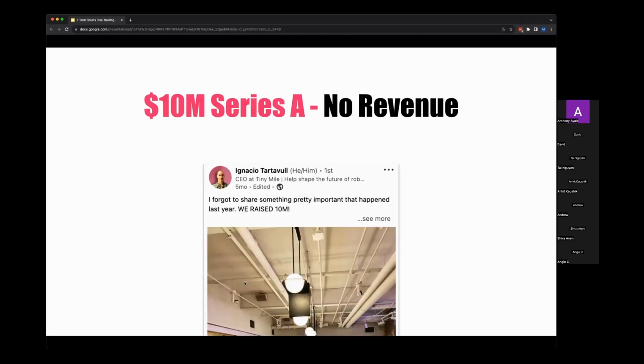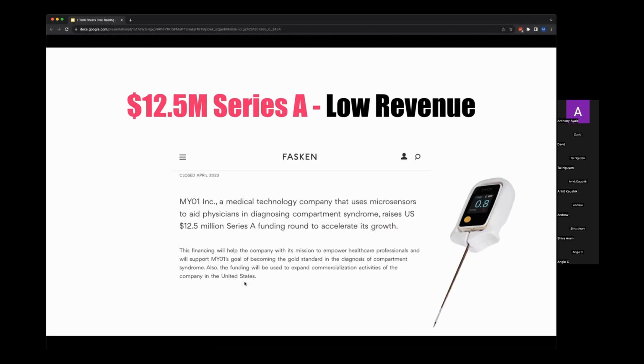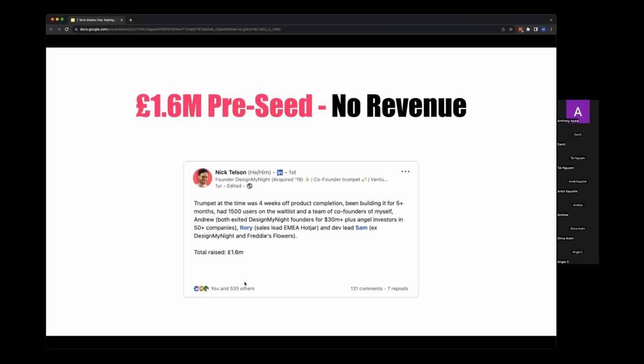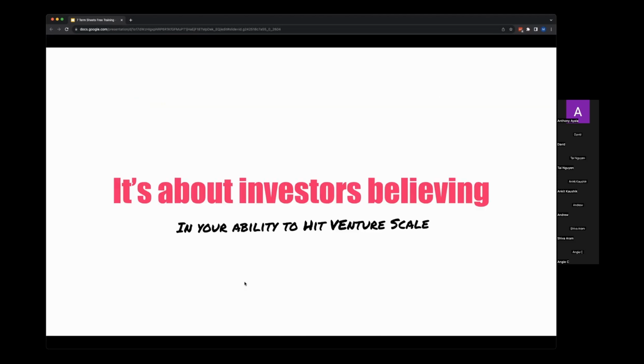Now, the $10 million Series A, they had virtually no revenue. They had a little bit of revenue, but for all intents and purposes, they had basically no revenue. The Mile 1 had, for the benchmarks that we're seeing out there today, low revenue. Same thing with Vivid Machines, and the pre-seed round here also had no revenue. It's not about traction. It's about investors believing in your ability to hit venture scale.